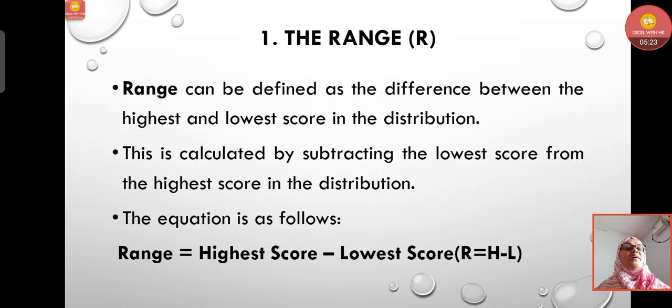First one is the range. Range can be defined as the difference between the highest and lowest score in the distribution. This is calculated by subtracting the lowest score from the highest score in the distribution. The equation is as follows: Range equals highest score minus lowest score, that is R = H - L.